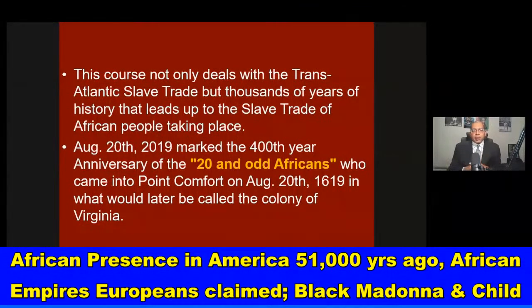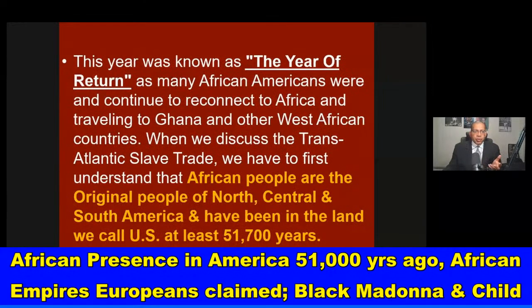August 20th, 2019 marked the 400th year anniversary of those 20 and odd Africans who came into Point Comfort, in what would later be the colony of Virginia. It's actually Hampton, Virginia, that they come into. This year was known as the Year of Return, as many African Americans were, and continue to be, reconnecting to Africa and traveling to Ghana and other West African countries.